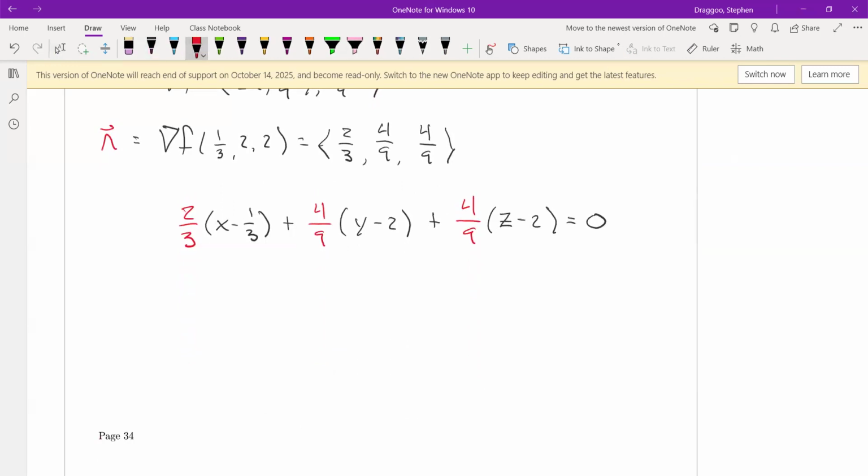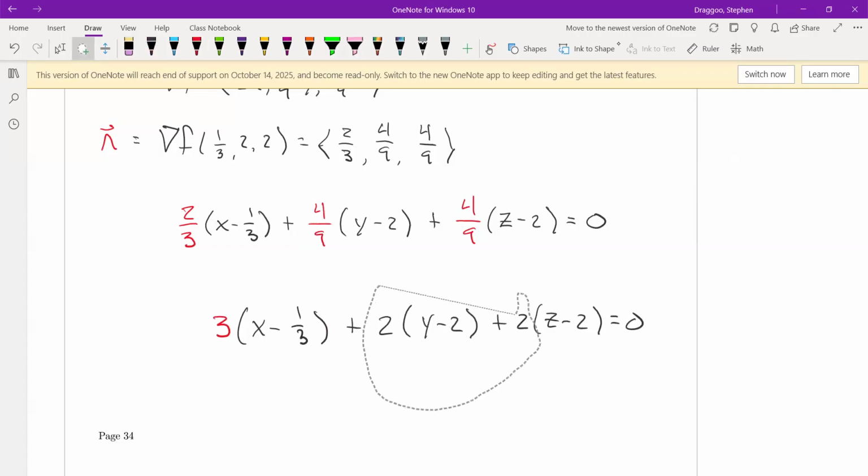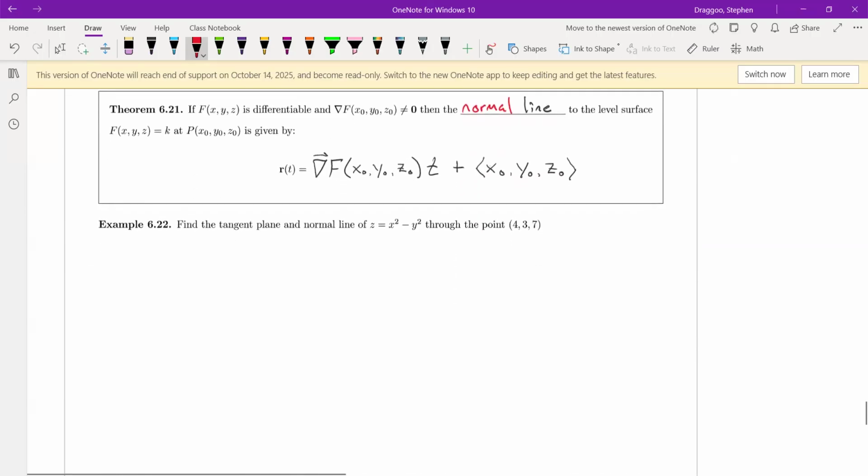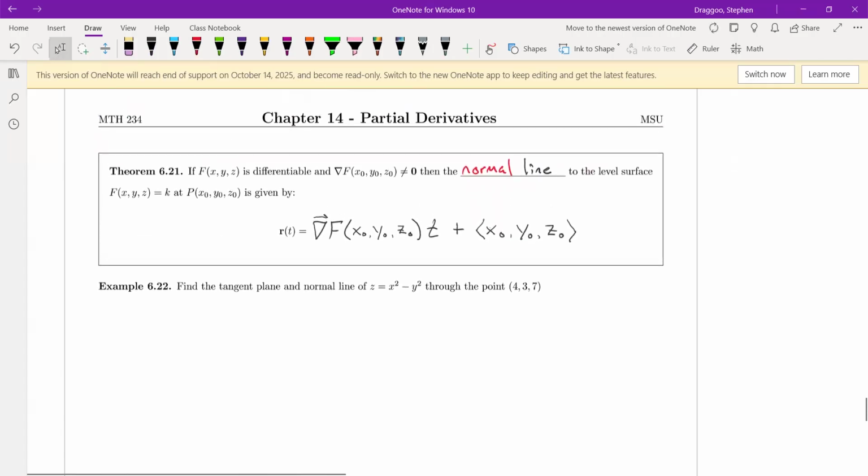And then maybe I could simplify this thing a little bit. Call it 3 times x minus 1/3 plus 2 times y minus 2 plus 2 times z minus 2. If you were particularly allergic to fractions, I just multiply the whole thing by 9, divide the whole thing by 2, just to simplify those values out in front. I get the same stuff. I'll leave that alone for now because I think I've got 2 minutes left, and that might be just enough time to look at the final example.